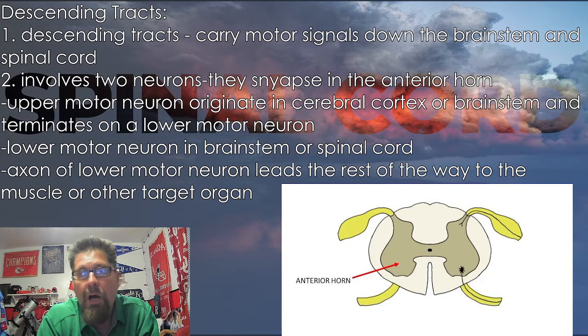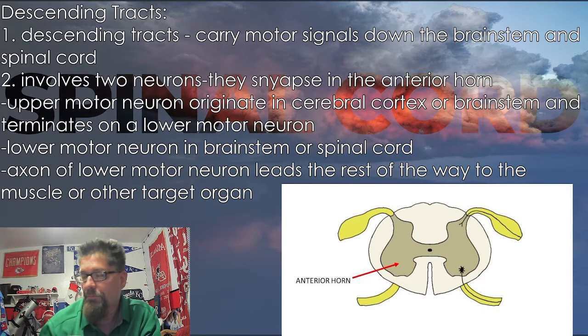But those two, the upper neuron and the lower neuron: the upper neuron is what's in the brain and the brain stem, and the lower neuron is what's in the actual spinal cord, and they come together, they synapse, as it says there, in that anterior horn. In other words, they're coming back into the gray matter at that point in time.